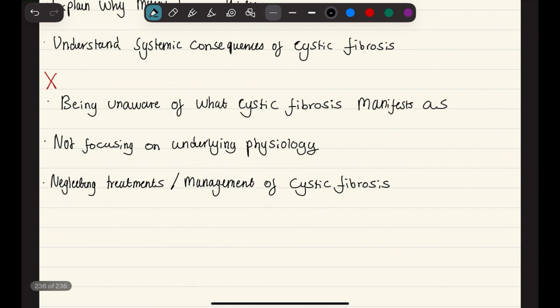What do we not want to do, guys? Just make sure that you've done your revision, because if you've done your revision, you should know what cystic fibrosis is. Yeah, you don't want to get into the exam, there is a question on cystic fibrosis, and you're like, what the hell is that? Yeah, make sure that doesn't happen to you.